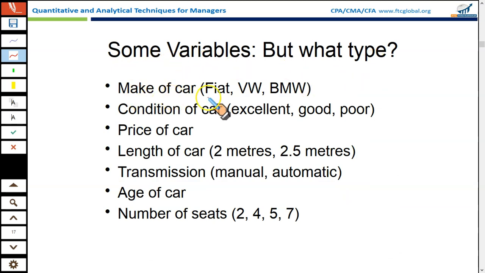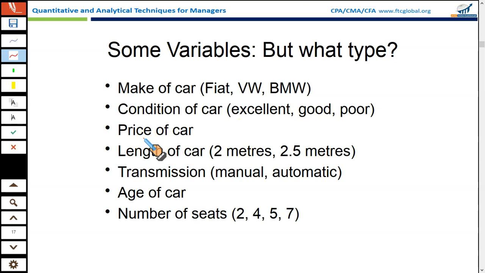Here we have some examples, some variables, but what type? Make of a car: Fiat, Volkswagen, BMW. This categorization is nominal, because these are categories without any inherent order or ranking. Then we have condition of car: excellent, good, or poor. Clearly, it's ordinal, because these categories have a clear ordered arrangement on the quality or condition. But the intervals between these categories are not necessarily the same.